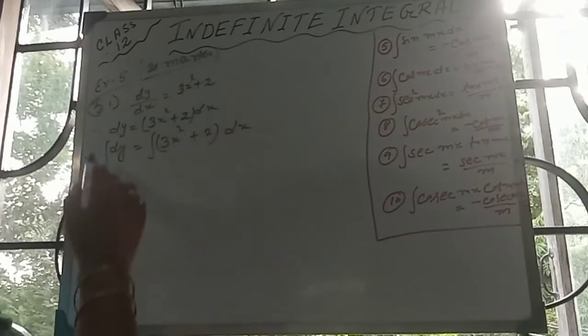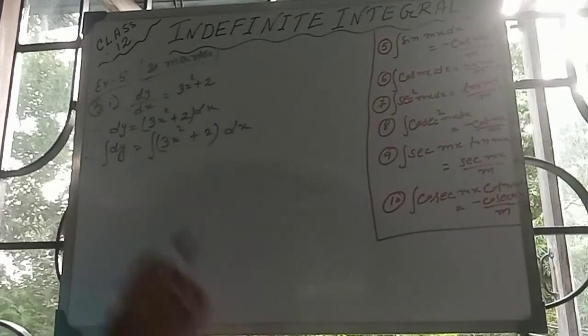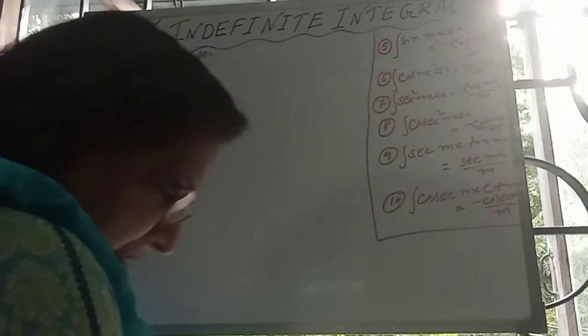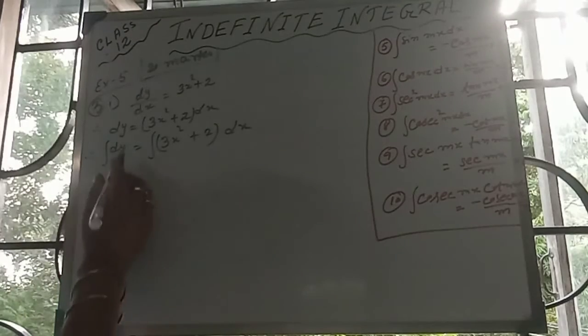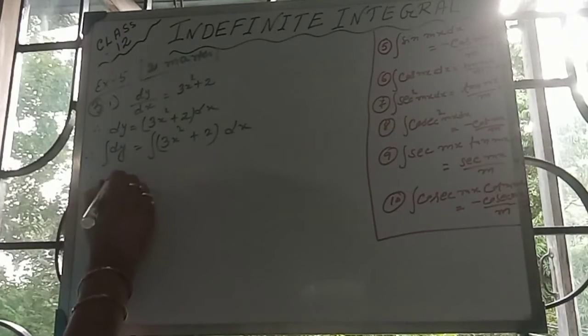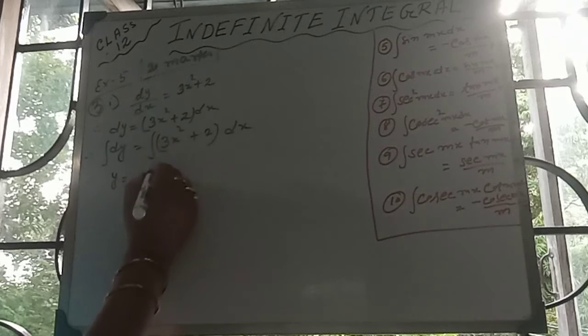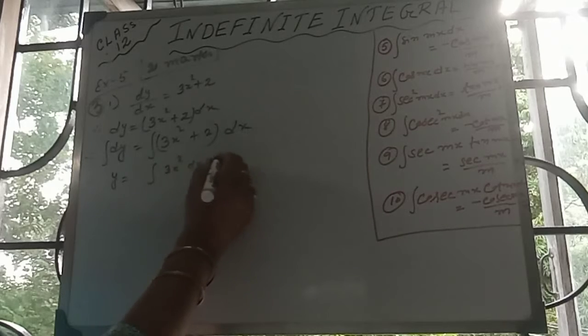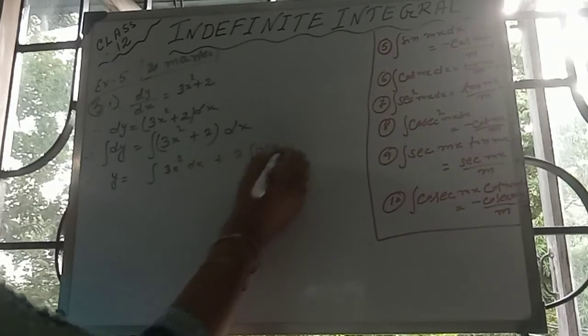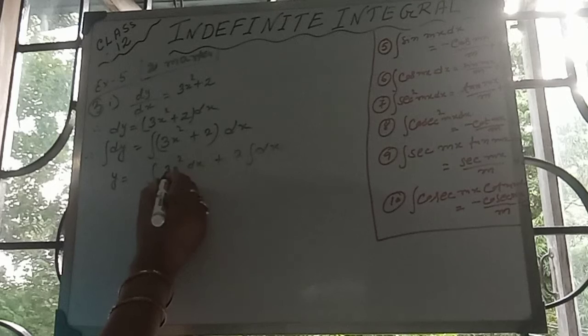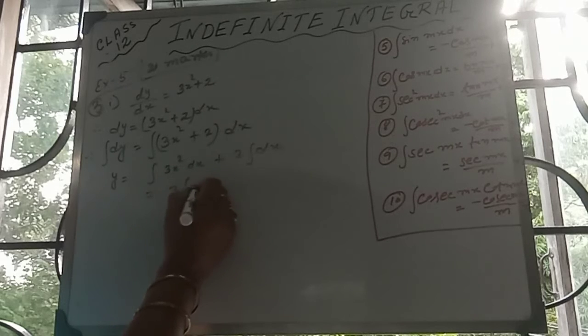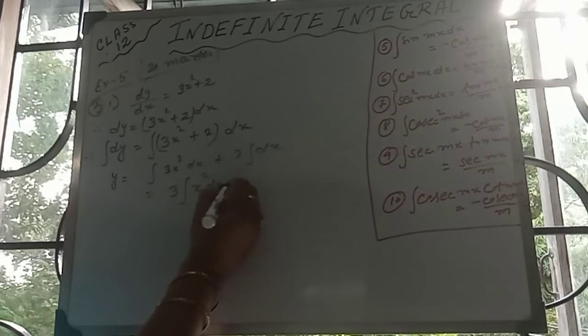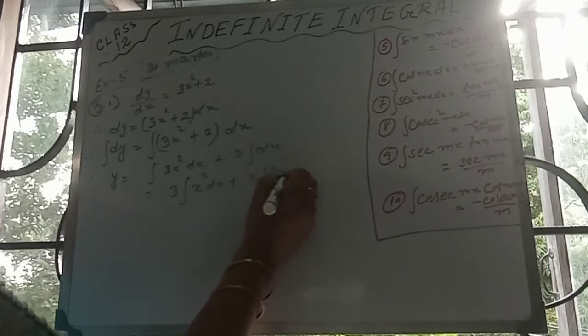Now we have to find the integration of this differential. So integral dy will be y, equal to, now we can separate these two terms as it is plus here. So we can write integral 3x square dx plus 2 integral dx. Again, this is the constant term 3, so we can take it outside of the integral sign: 3 integral x square dx plus 2 integral dx.